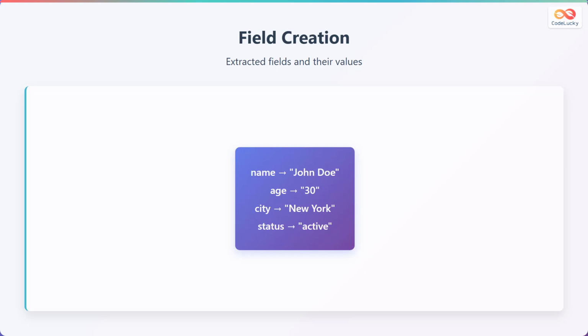The field creation process demonstrates how XMLkv transforms XML elements into Splunk fields. Each XML element becomes a separate field with its corresponding value. The name field contains John Doe, the age field holds 30, the city field stores New York, and the status field contains active. This automatic mapping eliminates the need for complex regular expressions or manual field extraction. Once these fields are created, you can use them in searches, create visualizations, set up alerts, and perform statistical analysis just like any other Splunk field.